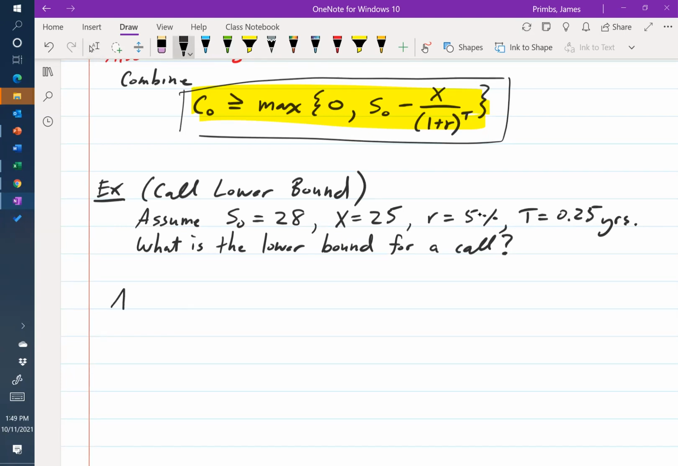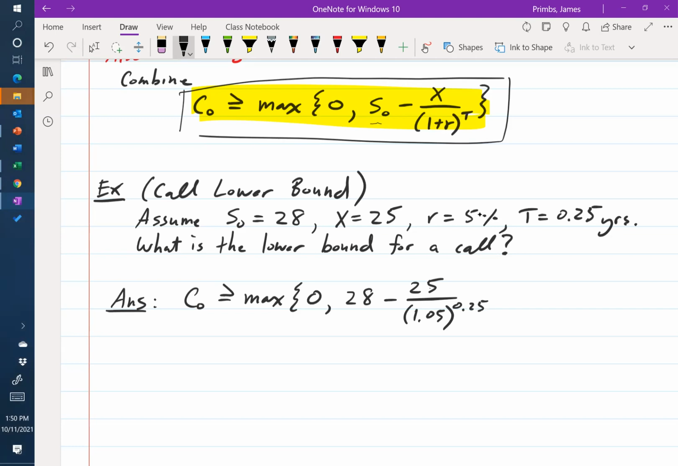So we're just going to use the formula up above. So answer, we're just going to plug into that formula. C0 is greater than or equal to the max of 0. I'm going to plug in the current price of the stock, 28. I'm just using the formula up here, minus the discounted strike, 25 over 1.05, that's the interest rate, to the 0.25. I'm going to plug into that. If I do that, let me do it in one more step. Maximum of 0. If you calculate that, let's see, what is this here? I think this is 24.7. That's at least what I have on my notes. So this is 3.3, which is equal to $3.30.